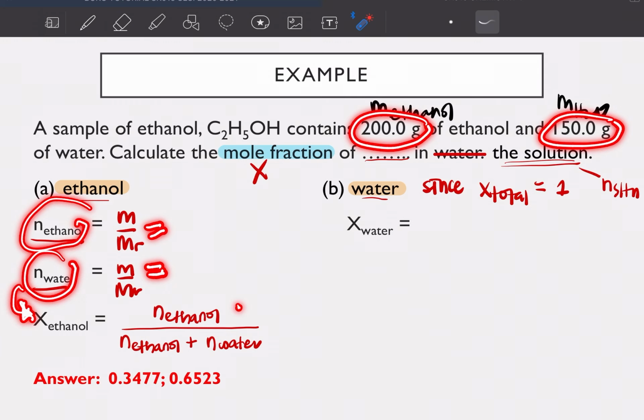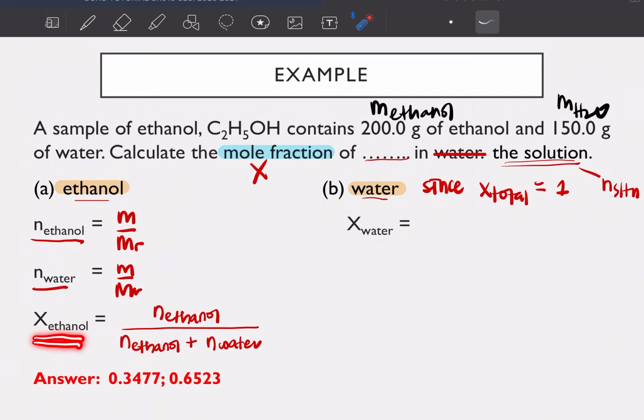Okay, so since kita nak cari mole fraction of ethanol dulu in the solution, we will put mole of ethanol up here over the mole of solution. Okay, since solution is ethanol plus water, so awak campur je lah number of moles dia, then you will get the mole fraction. So once we get that, this is the answer. Okay, remember it has no unit. Okay, right. So next we want to find the mole fraction of water in the solution.